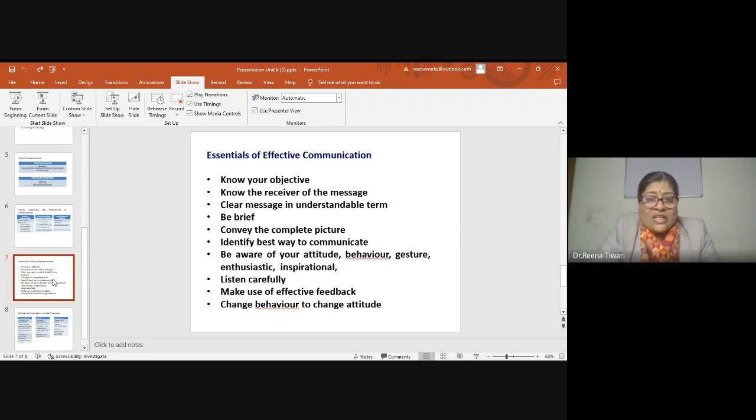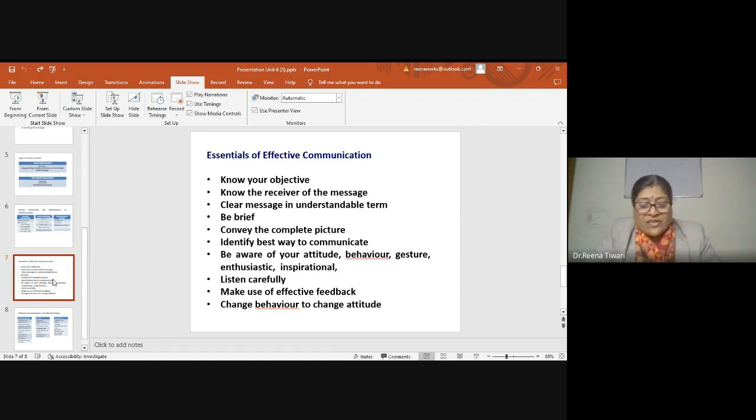And we all know we can't change attitude in a single day, but we can change our behavior to change the receiver's attitude. Changing the attitude takes a long time, but it is possible by changing the behavior, the way a head teacher behaves while communicating with the subordinates.